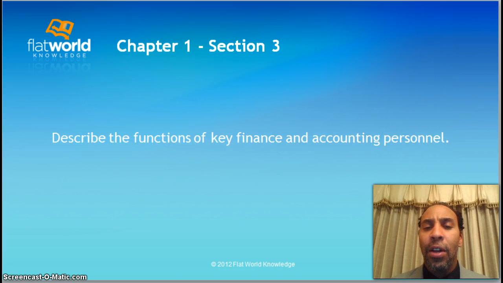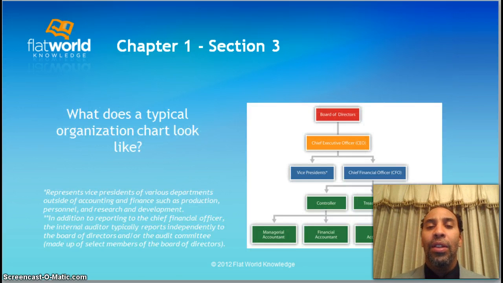So describe the functions of key finance and accounting personnel, right. So, what does the typical organizational chart look like? And you have to understand that all organizations are different, right? And this is just an example of what a standard organization could look like.